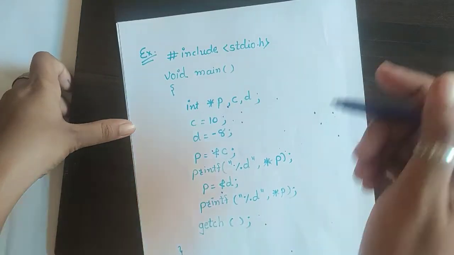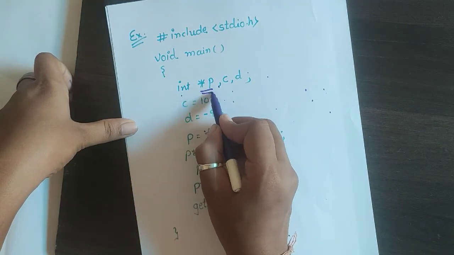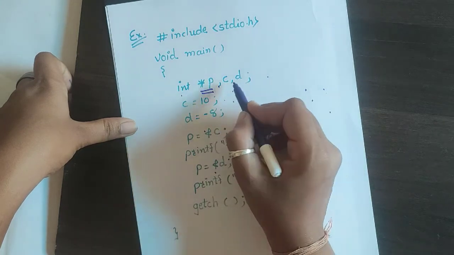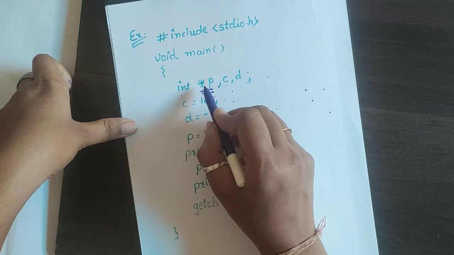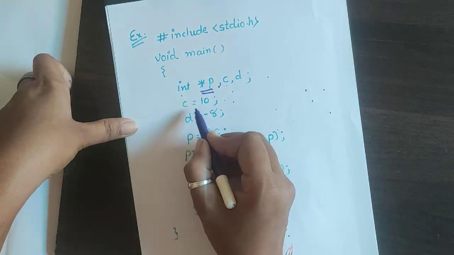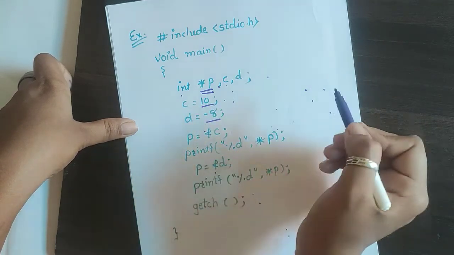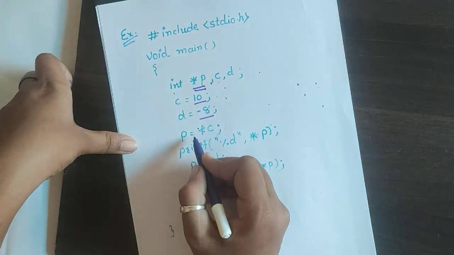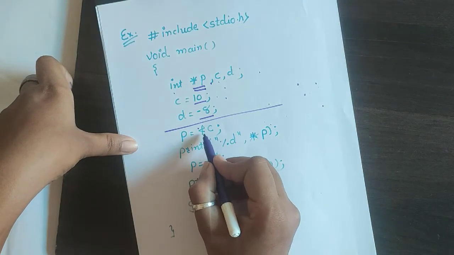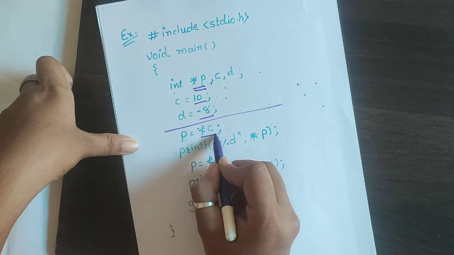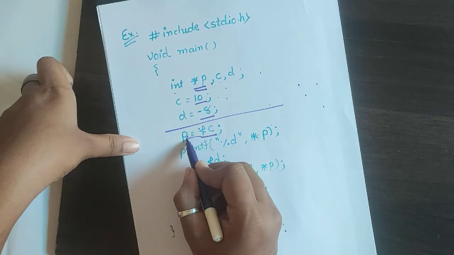So we'll take one example. Here I have main. Now integer, I have one pointer here, that is *p, and two normal variables, c and d. Two normal variables and one pointer variable. Now c is already assigned a value, that is 10, and d is already assigned a value, that is -8. Till now my pointer has not been assigned. Now I am assigning the address of c to p.